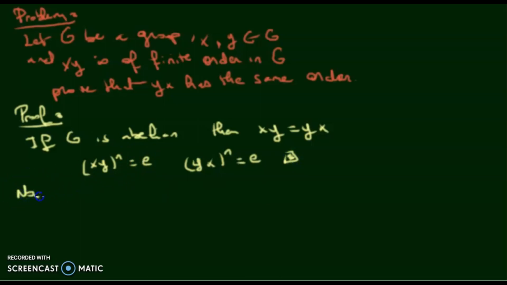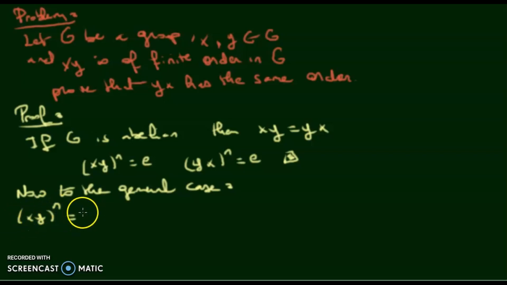Now we'll come to the general case, when it's not abelian, so xy is not equal to yx. But we're going to see that even though xy is not equal to yx, they still have the same order. So we are going to notice that xy to the power of n equals xy multiplied by xy, and here this is n times. Nothing surprising here. This is just the definition.